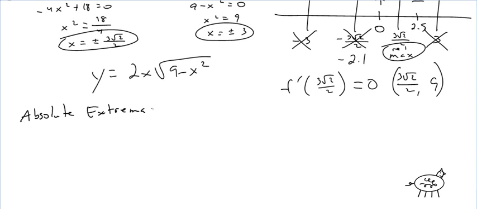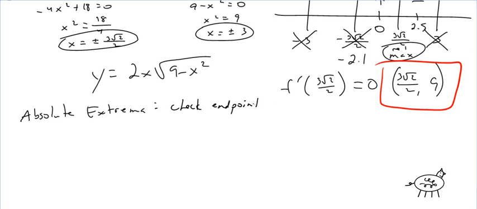What I tell you guys to do, well, this guy right here is definitely one of our candidates for absolute extrema because it's a relative extrema. But we're going to check endpoints. That's huge. Do not forget that. So I'm going to check f of negative 2.